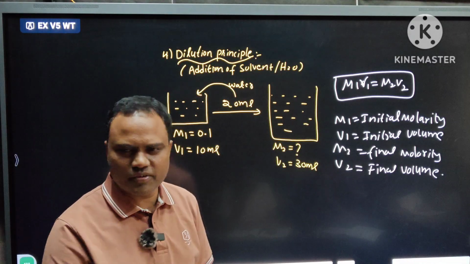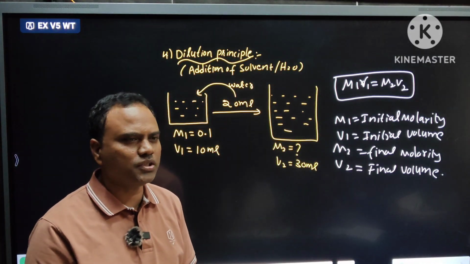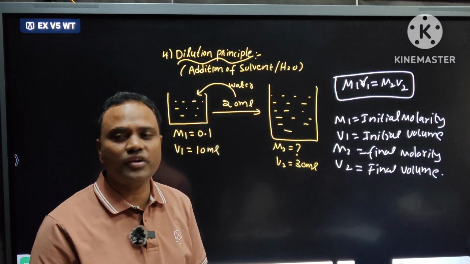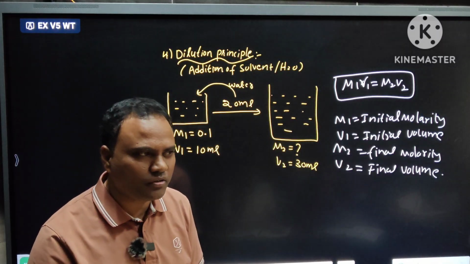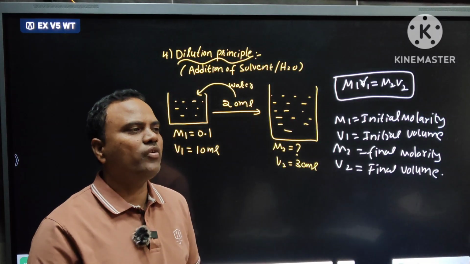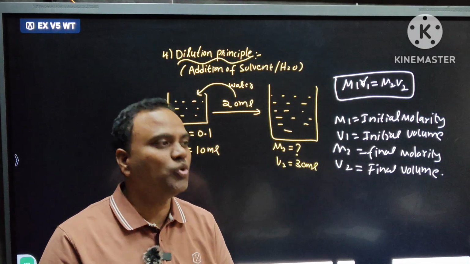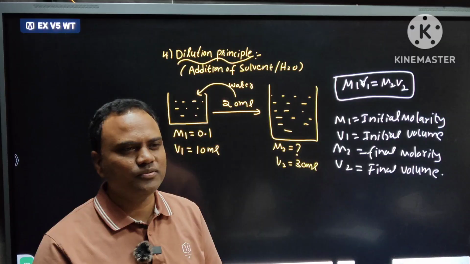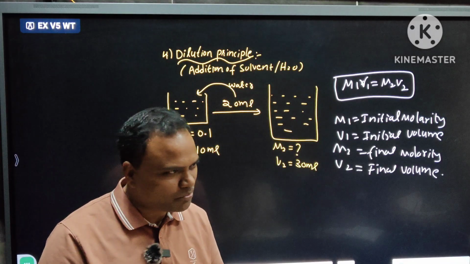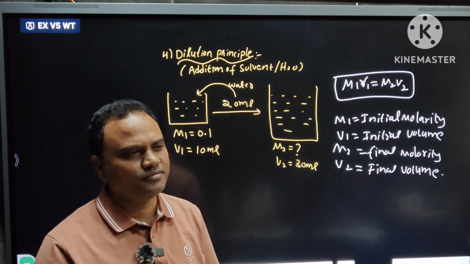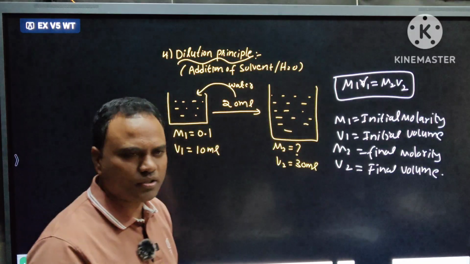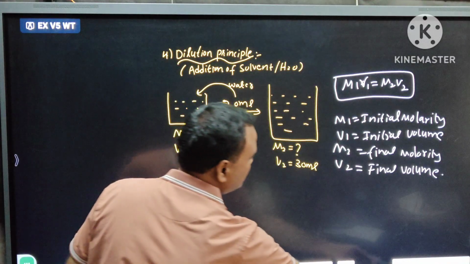Dilution principle is okay for everybody. M1 V1 is equal to M2 V2. We use M1 V1 is equal to M2 V2 when you observe the words water is added, diluted to, diluted up to. In all those cases we use this. Okay, right. Next, resultant molarity.